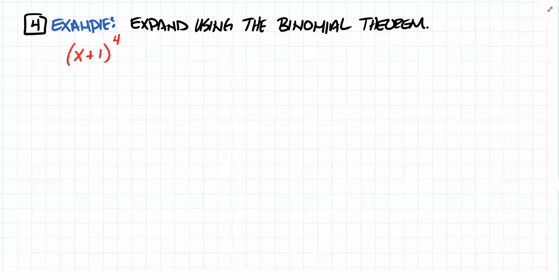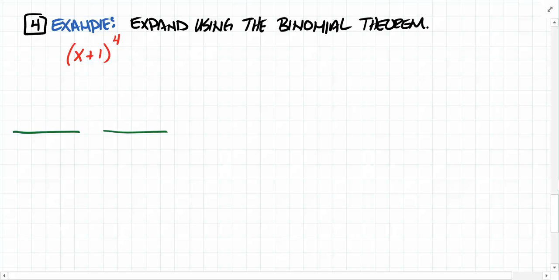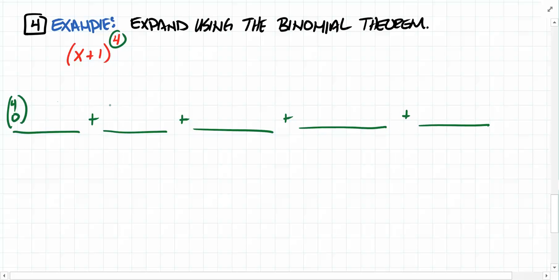Box number 4 is an example of expanding using the binomial theorem again. So let's set ourselves up for success. Since I have a power of 4, I know I'm going to have 1, 2, 3, 4, 5 terms in my expansion, and they're all going to be added together. I start with my exponent, and I say, okay, 4 over 0, and I count up. 4 over 1, 4 over 2, 4 over 3, and finally 4 over 4.